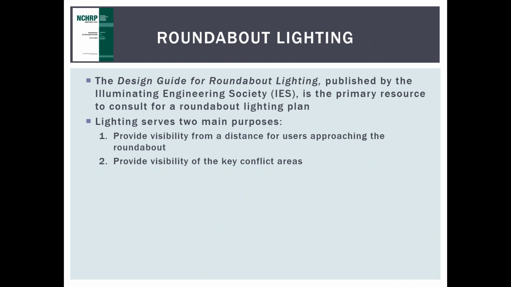Now some words on roundabouts. Lighting of roundabouts serves two main purposes. It provides visibility from a distance for users approaching the roundabout, and it provides visibility of the key conflict areas to improve the user's perception of the layout and the visibility of other users within the roundabout. An important lighting consideration at roundabouts is that the roundabout introduces geometry and channelization that the driver may not expect unless it is visible at all times. In addition, the effectiveness of auto headlights is limited in a roundabout due to the constrained curve radius, making the roadway lighting system very important for nighttime visibility of obstructions and hazards.